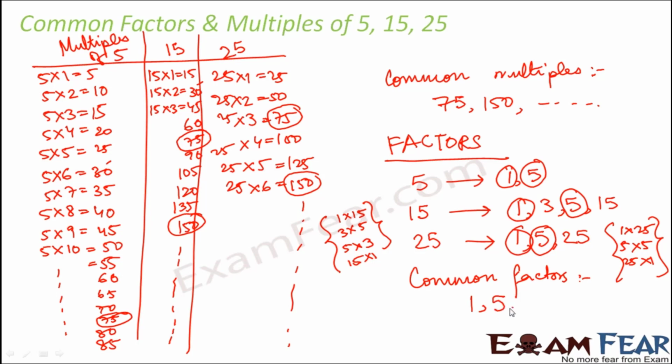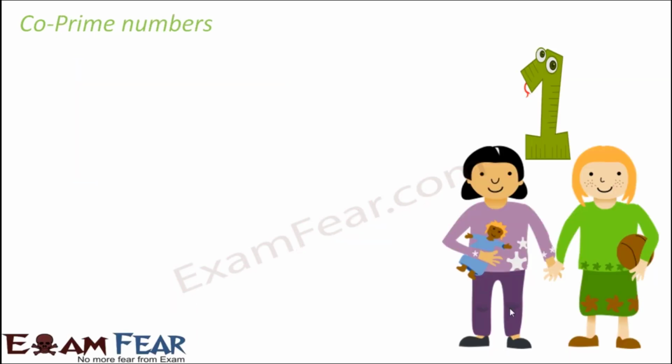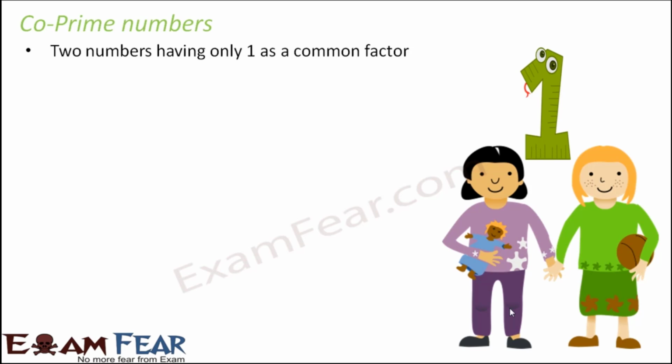In this way we can find out common factors and multiples between two or more than two numbers. Here we talk about a concept of coprime numbers. So what are these coprime numbers? Before this we had discussed twin primes. Twin primes were two prime numbers whose difference is 2. But in this case coprime numbers are two numbers having only one as a common factor.